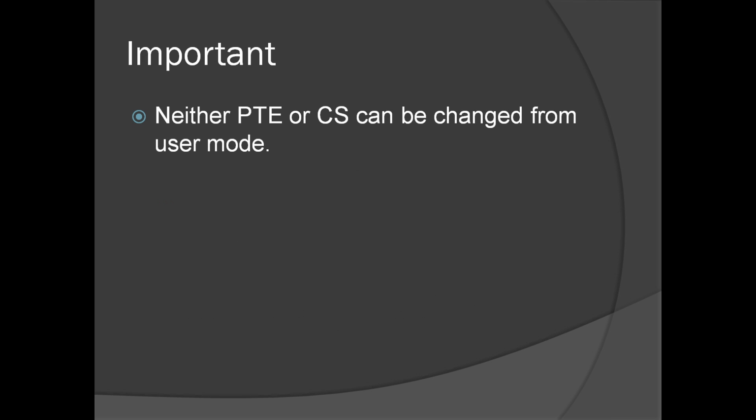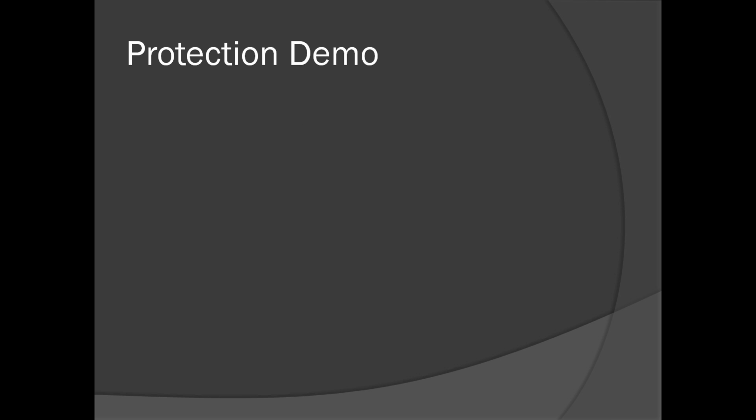So this is a very important point. Neither the PTE, the page table entry, nor the code segment can be changed from user mode. To change a page table entry or code segment, you have to run in privileged mode, or ring 0, or CPL equal to 0. So now we're going to see the third bit of a page table entry in a user mode address and a kernel mode address.